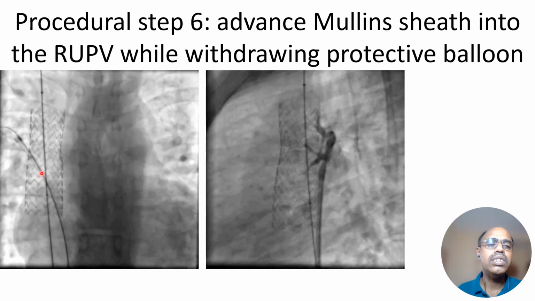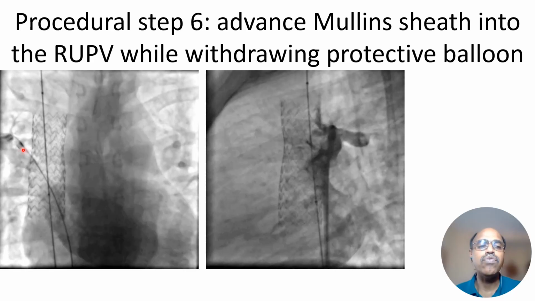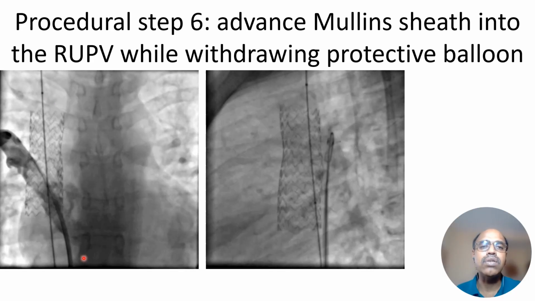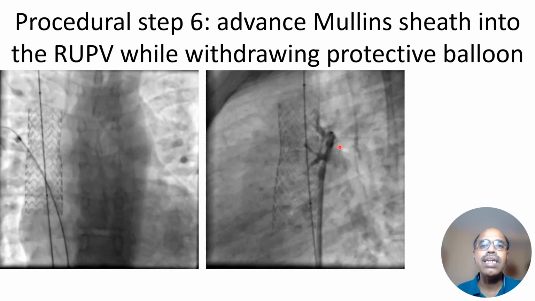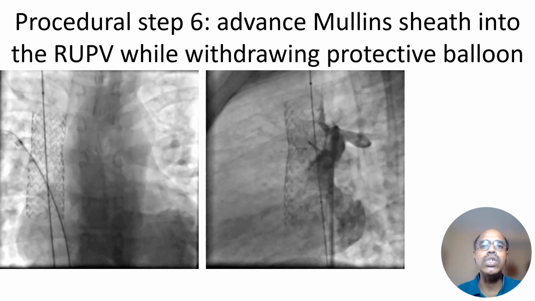Then advance the Mullins sheath into the left atrium and repeat an angiogram. And in that angiogram, confirm that the pulmonary vein is routed towards the left atrium. Covered stent is in good place. And in the lateral view, if you have used a protective balloon, the covered stent is having a posterior indentation.